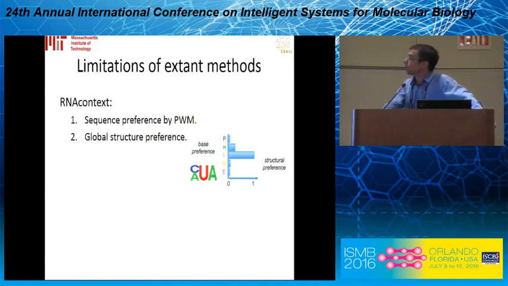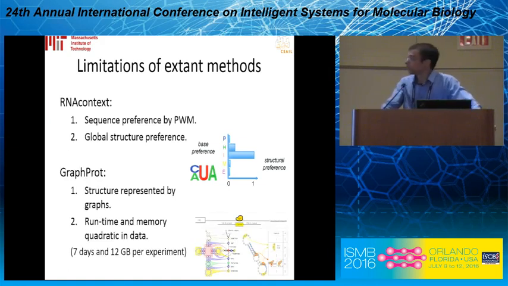So first, for RNAcontext, the sequence preference is modeled by a position weight matrix. And we all know that an inherent property of this model is position independence. So if we have dependence between nucleotides in the binding site, we cannot model them using this model. In addition, there is an assumption that there is a global structure preference, meaning for any nucleotide sequence, we have the same structure preference. And this may not be a valid assumption.